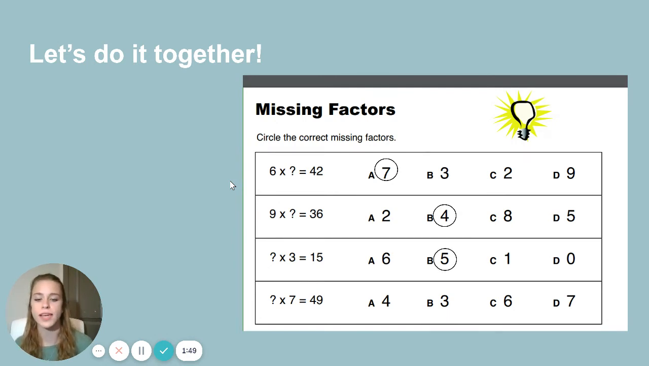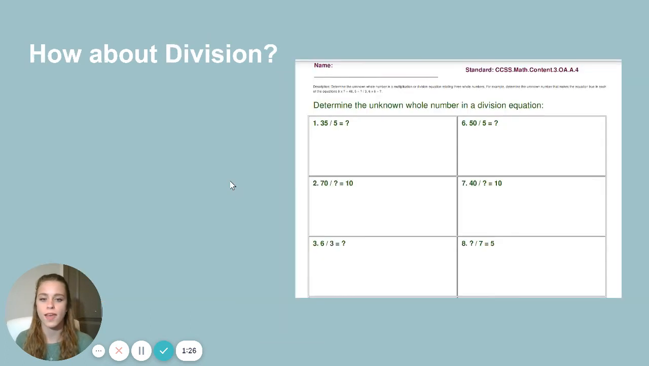And then we have blank times 7 equals 49. Well, if we remember from our multiplication facts, we know that 49 is divisible by 7 and a 7. So it has a double, like it's 7 times 7. It's a double factor, right? So 7 times 7 equals 49. Great job. And now we're going to go ahead and look at division problems.